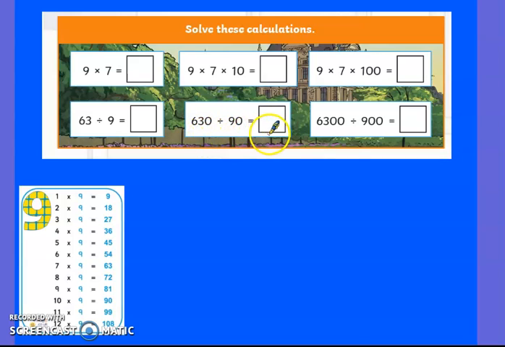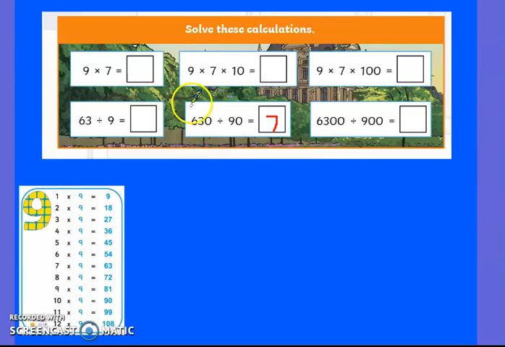630 divided by 90. Now at first that might look a little bit tricky, but remember, if you know your 9 times table, you know your 90 times table. I know that 63 divided by 9 equals 7. So 630 divided by 90 must equal 7 too. And if you get stuck, you can always go back to those times tables that you've written in your book at the start of the lesson.